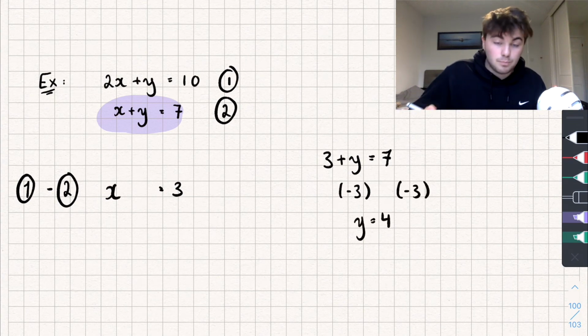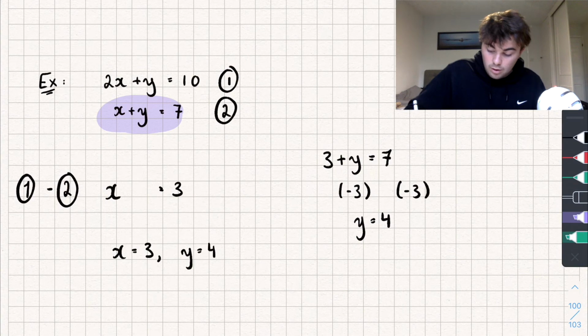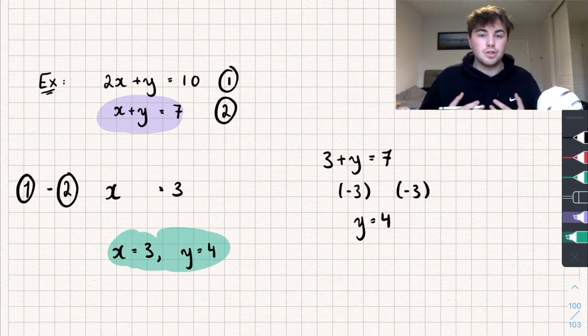So now I've found the two solutions that solve my simultaneous equations. We've got x equals 3 and y equals 4. And so these are the solutions to the pair of simultaneous equations. So that was pretty easy.